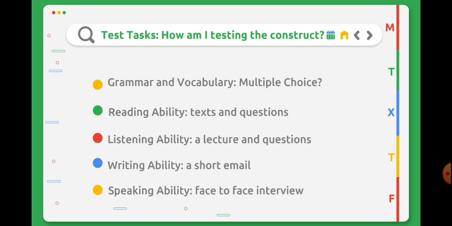Then, for a listening exam, are we going to give some lectures or a series of short conversations followed by comprehension questions? Or maybe in a writing ability test, what tasks are actually given to students? A short email? For a speaking test, are we going to give individual tasks such as the example given at the beginning of the session, or to engage learners by conducting an interactive face-to-face interview?